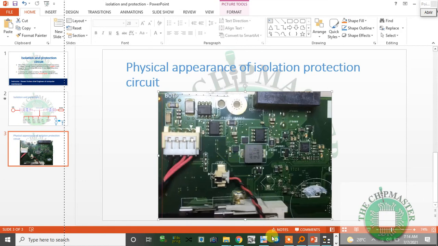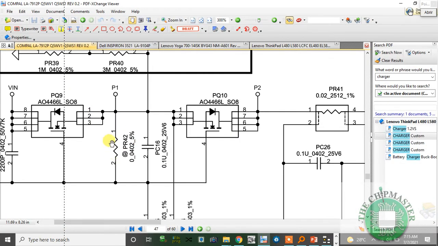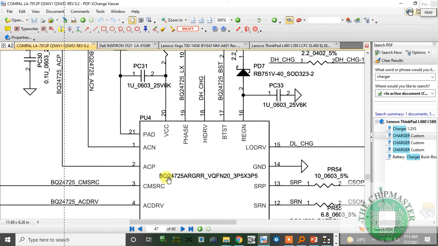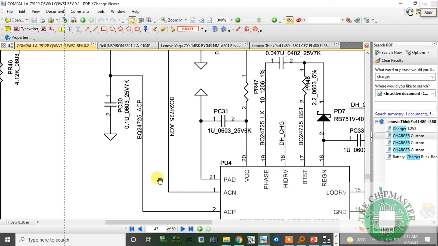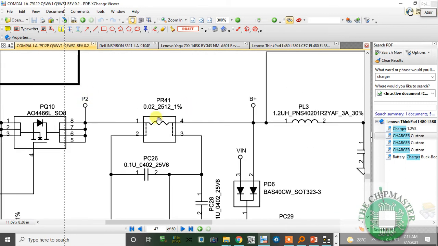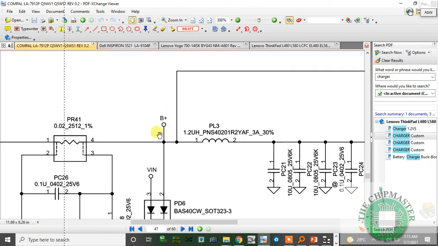All right, so we're going to head over to the schematic now, and I'm going to look at the first reference schematic. As you can see, this is controlling two N-channel MOSFETs, and our charging chip, which is the BQ2425A, is controlling these two MOSFETs, right? And it is going to produce P2, and then after P2, through this adapter current sensing resistor, it produces B+. This is our common point.